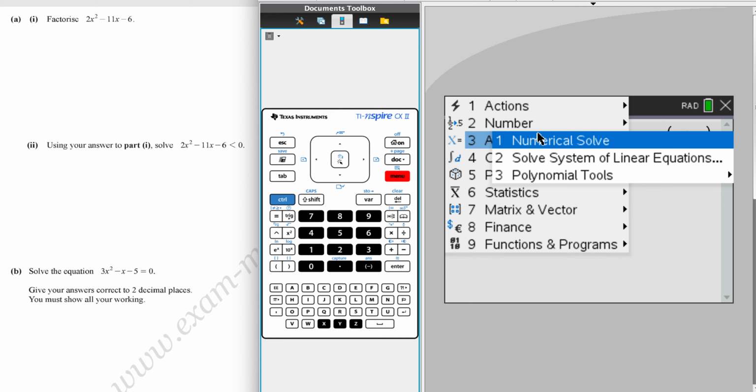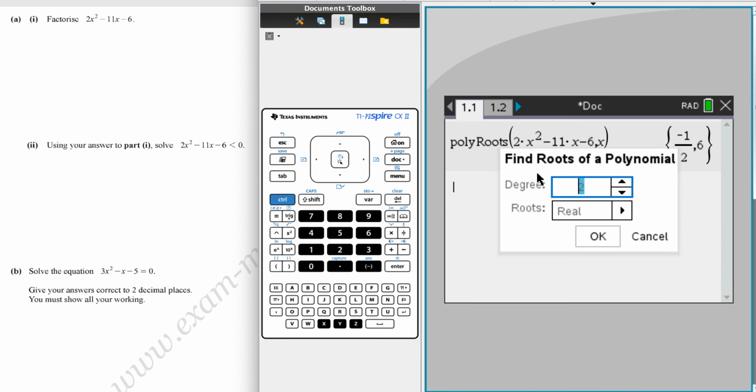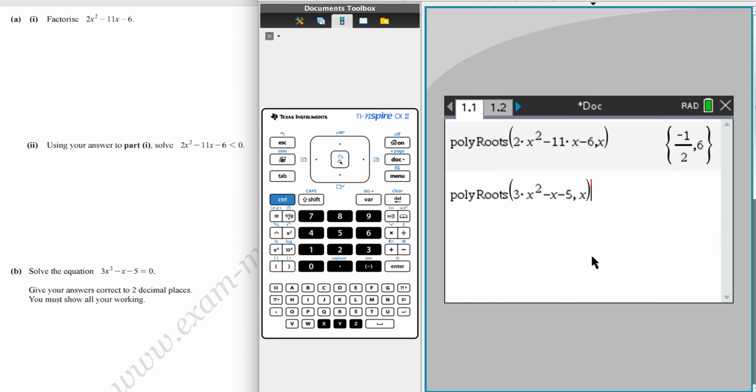Alright, so again, we use the function, algebra, polynomial tools, find root, degree 2. Okay, and then we just put all this in, as it's already arranged with x squared, x, and the last value here, negative 5 here. Okay, and alright, solve the equation. So this should be the answer. Okay.